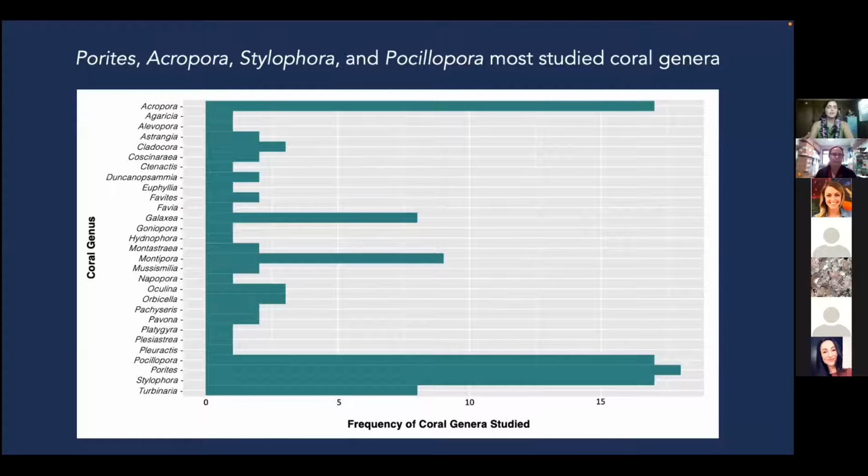Looking at the frequency of the different coral genera studied, now I had to back it up to the genus level because there were some coral species that were only studied once. I just wanted to see what was the most studied. Here we have frequency on the X, coral genus on the Y, and the overall most studied was Porites, followed by Acropora, Stylophora, and Pocillopora genera.